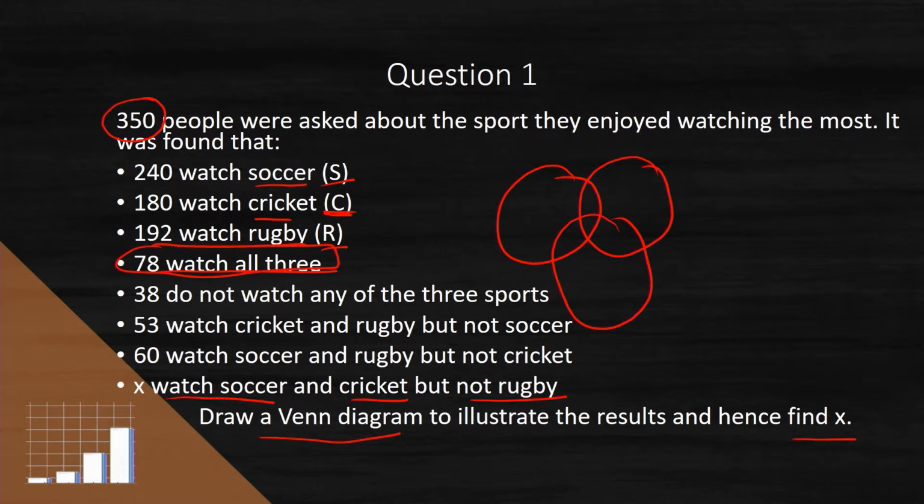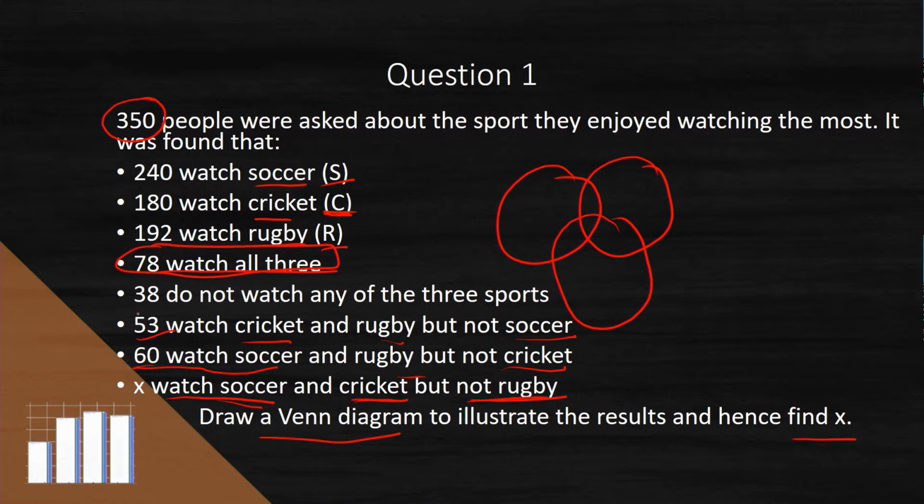Once you've got the intersection of all three, you then move on to the intersection of each of the two sports that people watch. So for example, you'll see that 53 watch cricket and rugby, but not soccer. So next we will fill that in. Then on the Venn diagram, we will fill in the number of people that watch soccer and rugby, but not cricket. And then X, which is watch soccer and cricket, but not rugby. And I'm going to show you now because I have drawn this up quite nicely. So we'll see that we fill those in after we fill in the intersection of all three.